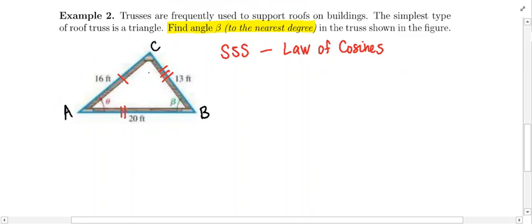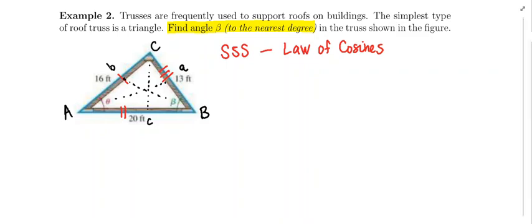This is angle C. So if I go straight across from angle C, this is going to be side lowercase c. If I go straight across from angle A, this is going to be the side 13 feet. That's going to be lowercase a. And then if I go across from angle B, this is going to be lowercase b. Side b is going to be 16 feet. Okay, if I label it this way, then it's going to be a lot easier to use the law of cosines to figure out which formula you need to use here.